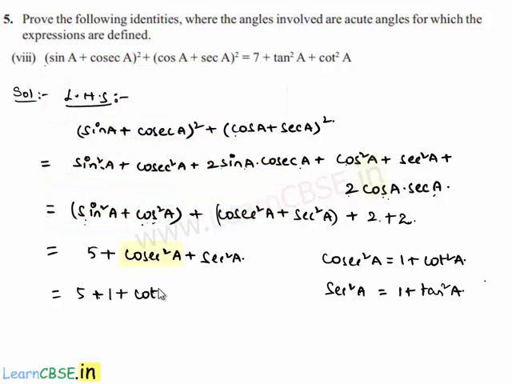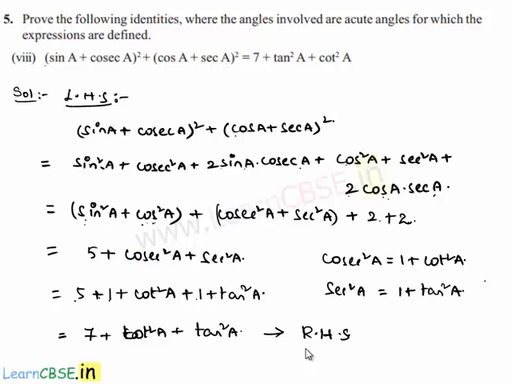By substituting it here, we get the expression in terms of tan square A and cot square A. That is, cosecant square A can be replaced by 1 plus cot square A plus secant square A can be replaced by 1 plus tan square A. That will be equal to 5 plus 1 is nothing but 7 plus cot square A plus tan square A, which is nothing but our right hand side. So here we got LHS is equal to RHS, and hence we proved that (sin A + cosecant A) whole square plus (cos A + secant A) whole square is equal to 7 plus tan square A plus cot square A.